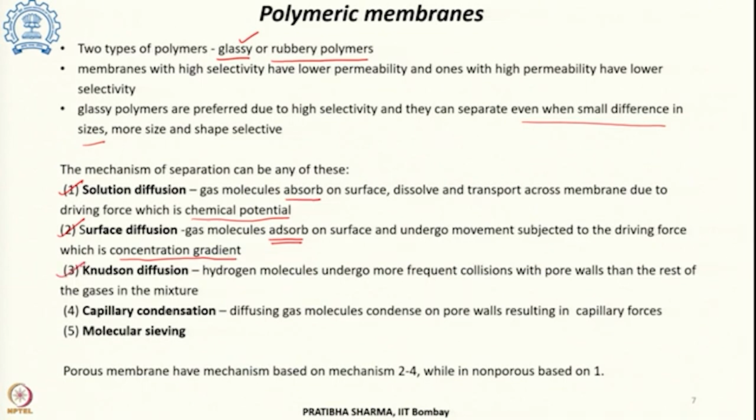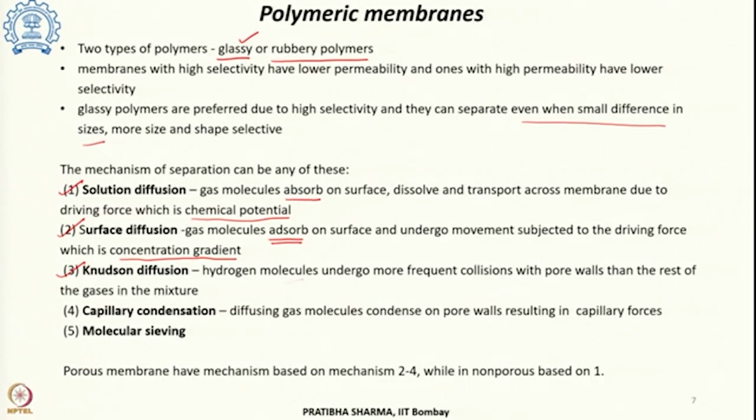The third method could be Knudsen diffusion, where there are different species present in the mixture. They undergo frequent collisions, and the collisions with the wall experienced by the hydrogen molecule are more compared to the other species in the mixture. In that way it gets diffused and separated from the gaseous species.